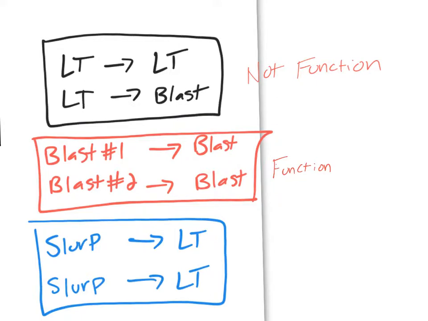And then this third example is when, even though it's not correct, like pushing a button for slurp and getting out lemon twist, every time I push slurp, it is functioning consistently. This is a function because it is functioning consistently enough to the point where I can predict what's coming next.